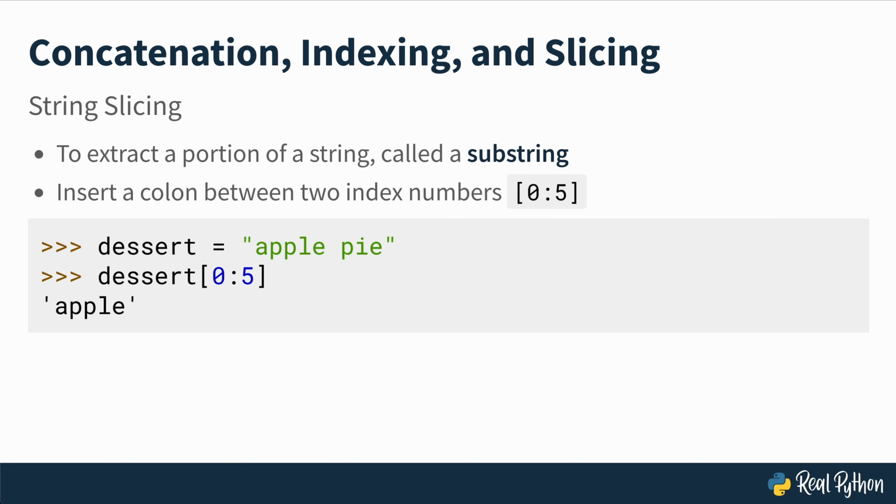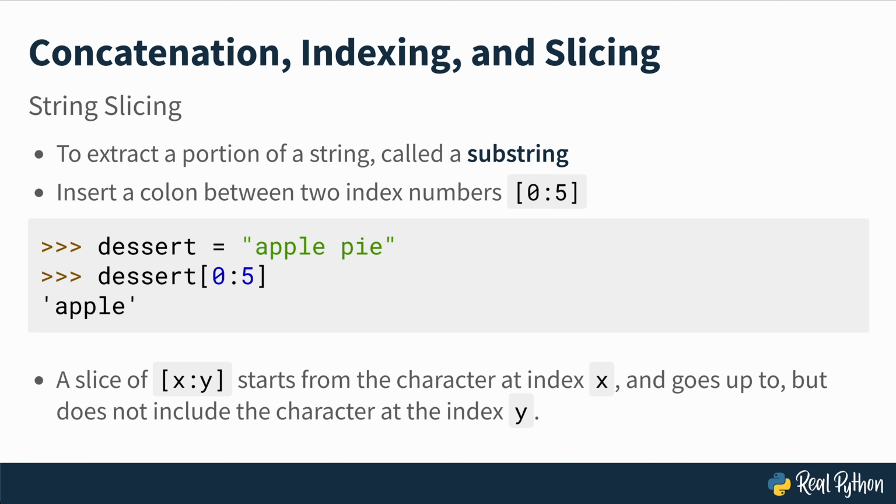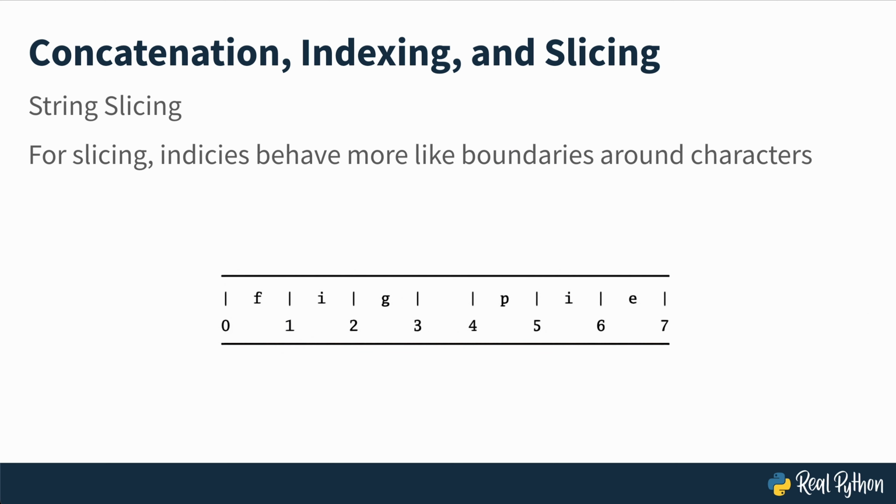So in this case, let's say you wanted to return just the flavor of the pie. You could put dessert 0:5, and that will capture just the word apple. A slice starts with the character at the first index and goes up to, but does not include, the character at the second index. So in the case of x:y, it starts at the character at index x and goes right up to, but does not include, the index at y. In fact, it kind of behaves a little bit more like boundaries around the characters.